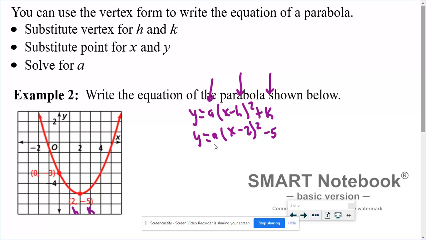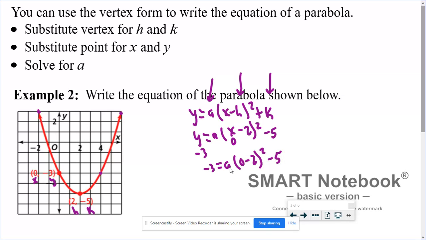What I'm going to do is just pick any other point on the graph and substitute those coordinates in for x and y. I'm using this point because it's labeled, but I could have picked that point there, or that point there. Any of these would have worked. I'm just going to use the one that's already highlighted. So I'm substituting 0 in for x and -3 in for y. So then -3 is equal to a times 0 minus 2 squared minus 5.